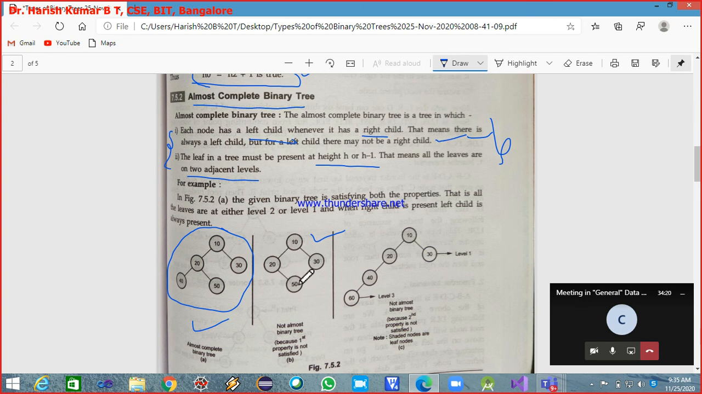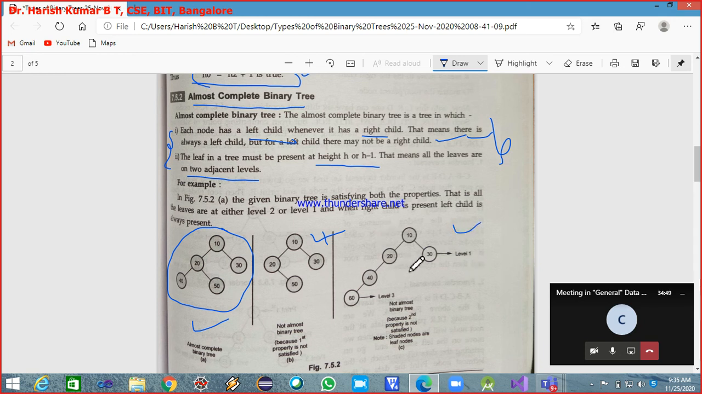Now we'll check whether condition 2 is satisfied. Are all the leaf nodes at the adjacent levels, at height h and h minus 1? Yes, it is satisfied. So the second is satisfied, whereas it is not satisfying the first constraint, hence it is not an almost complete binary tree. Next, look at this third example now.